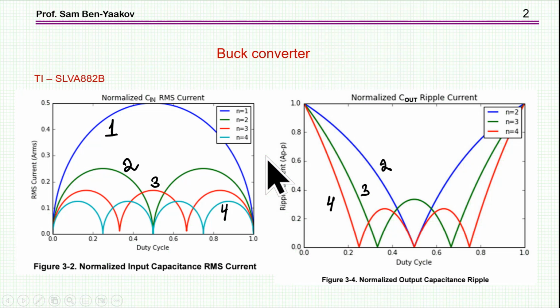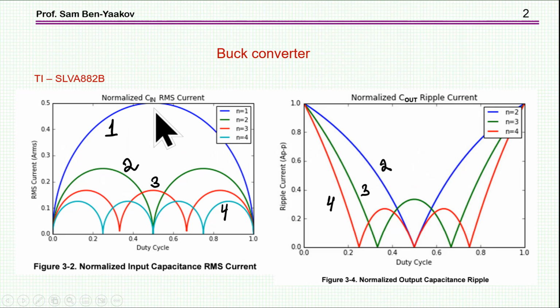Now we see in many application notes and some other write-ups plots like this for the ripple of a multiphase converter. This is for a buck converter. This is from TI application notes. We see here the ripple at the input side and then the ripple at the output side.